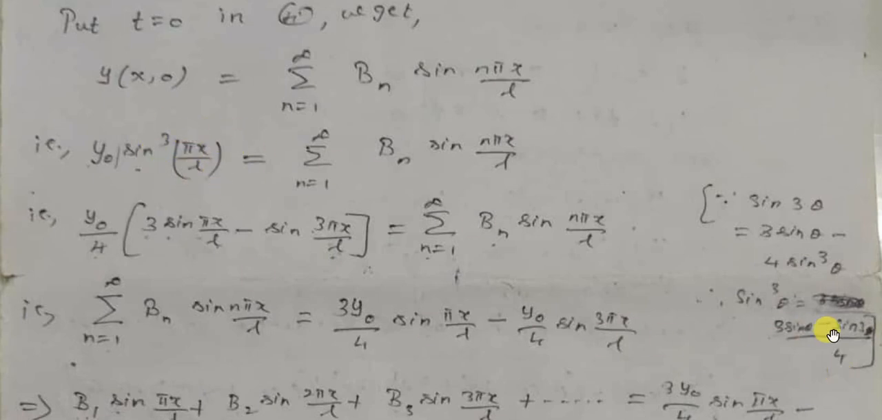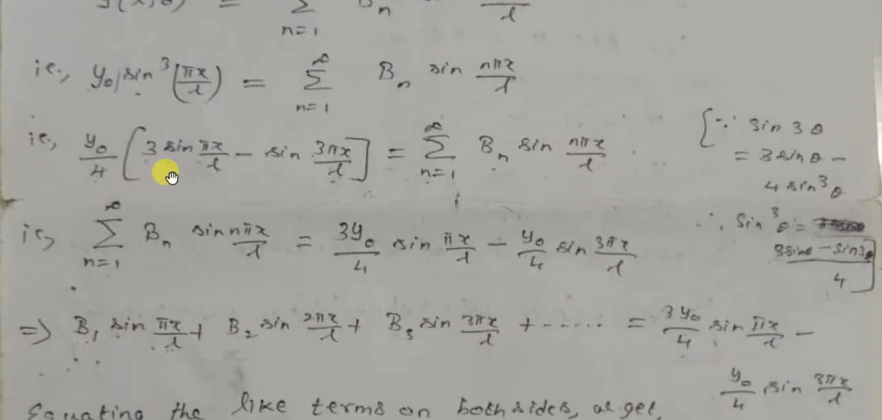So I can rewrite sin cube pi x by L, with y naught being a constant, as y naught times (3 sin pi x by L minus sin 3 pi x by L) divided by 4, with theta being pi x by L. And the right hand side, if I expand, I will get b1 sin pi x by L, b2 sin 2 pi x by L, b3 sin 3 pi x by L, etc., substituting n as 1, 2, 3. So you will get terms like this.